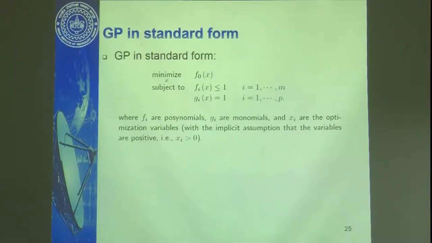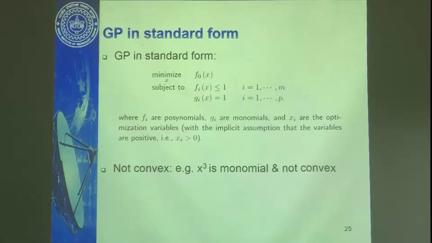How do you convert it into a convex problem? So, this is an example. x cube is a monomial, so it is not convex. So, you cannot just say that f naught of x is x cube because a monomial is not convex.